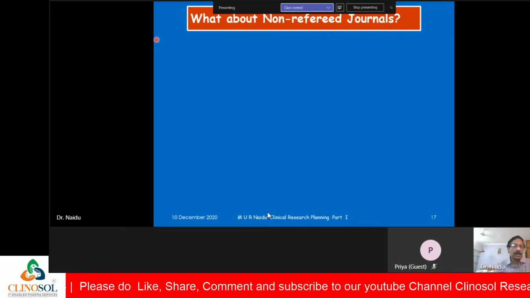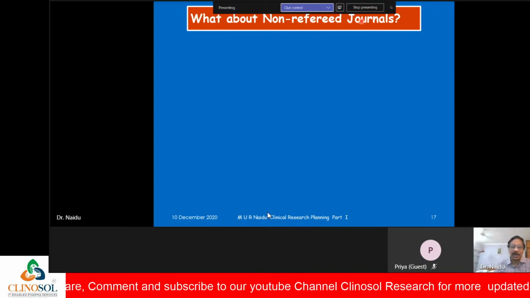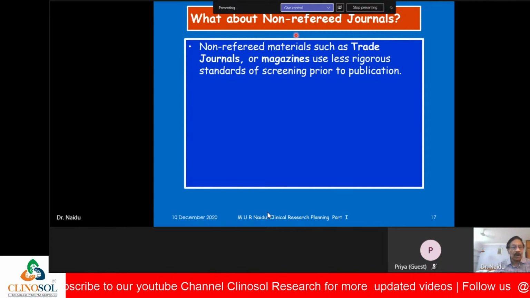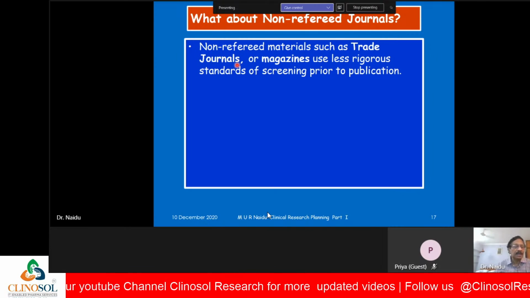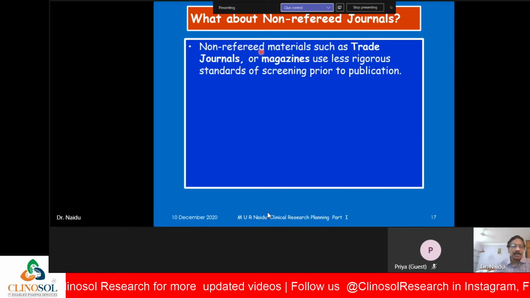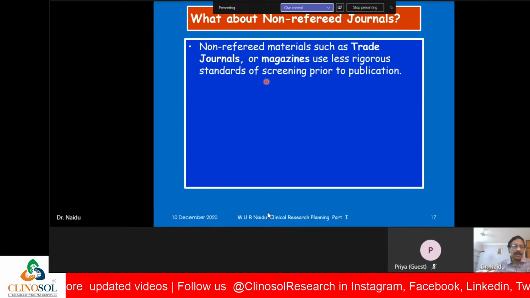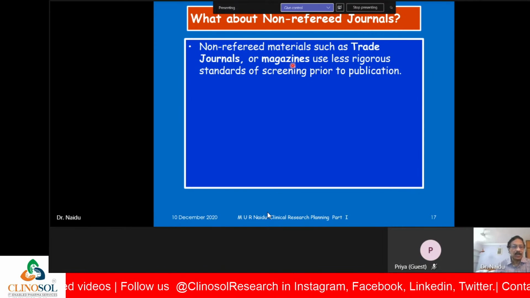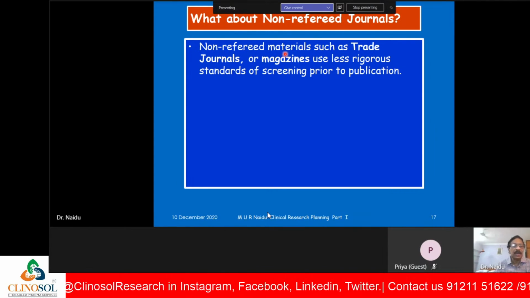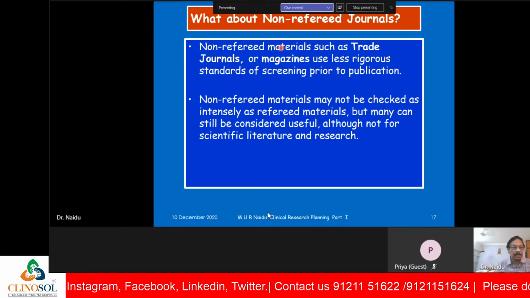Now, sometimes we also refer to what is known as a non-refereed journal. Some are standard medical journals, but sometimes we use these. For example, a non-refereed journal is a trade journal. Somebody has a publication where they are publishing about the trade, or there are some scientific magazines. These are less rigorous and standard screening prior to publication is not there. You can take it, but don't take it for granted that whatever is published here is really true. So you should be careful in referring to non-refereed material.